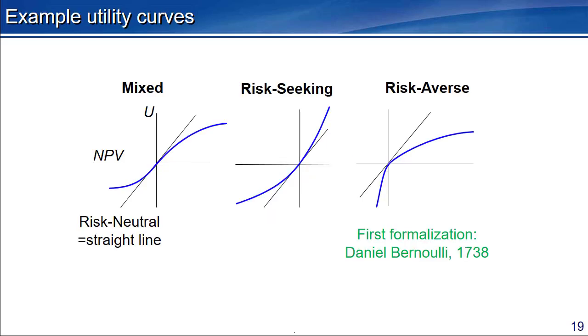Here are several characterizations of risk attitude as utility functions. On the charts, the x-axis represents the objective value measure, such as NPV. The y-axis represents utility or perceived value. Utility is how the decision maker feels about the outcome.